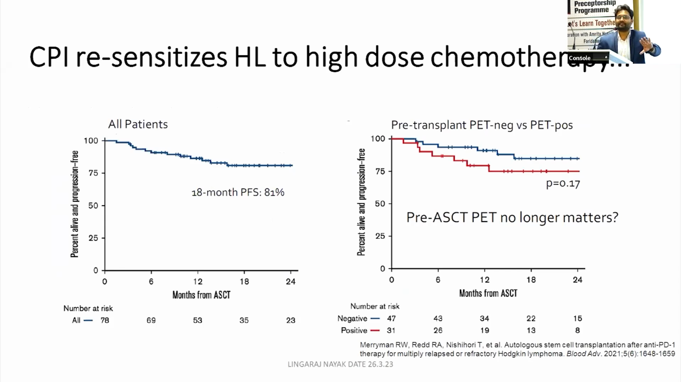But my thinking is that if you give immunotherapy pre-transplant, you may get some FDG positivity, which may be some immune reaction, may not be disease. You couldn't do the biopsy, you think it's PET positive, but actually they are in CR. Probably that may be the reason why you see this.